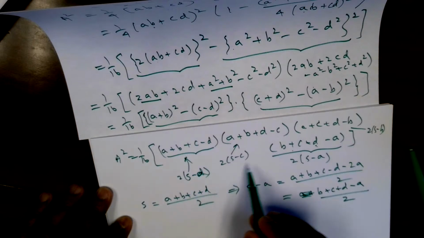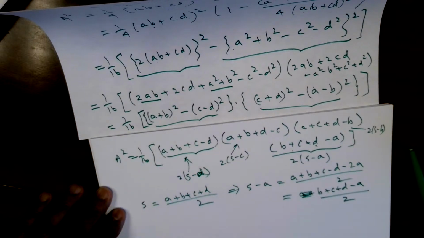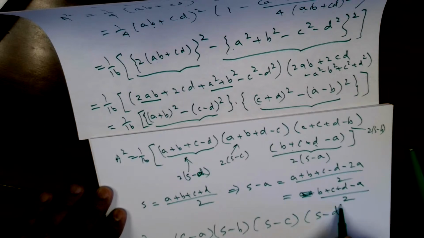So 2 to the 4th times that, 16, cancels, and you get this simple formula, s minus a multiplied by s minus b, s minus c, s minus d. I believe this is due to Brahmagupta.